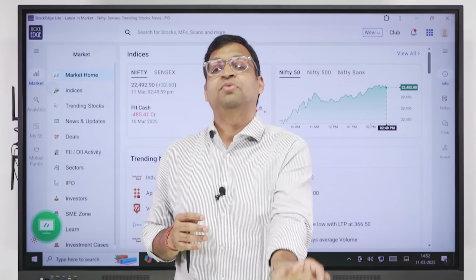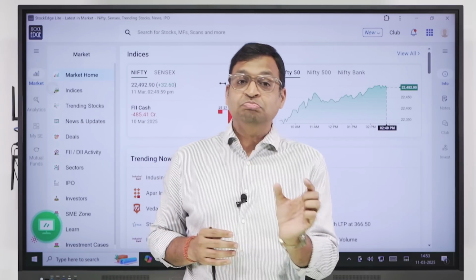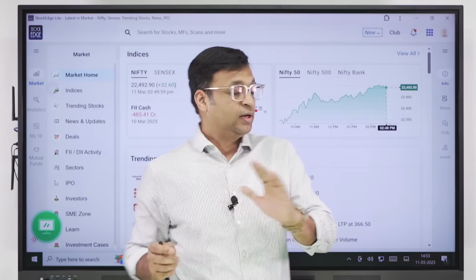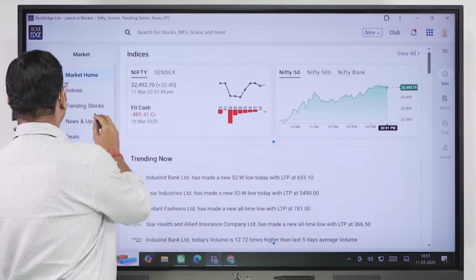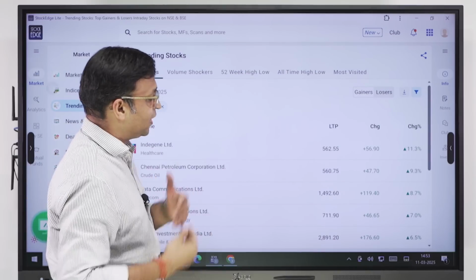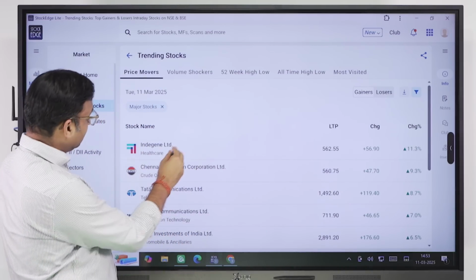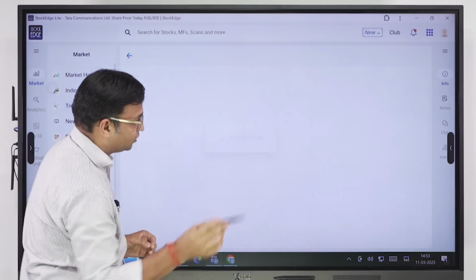If you have a short-term trade, you will plan accordingly. If you have a medium-term trade, you will plan accordingly. So let's take an example. Let's say today the market is open, okay? And let's find out a few trending stocks where a lot of activity is happening. Say for example, a stock like Tata Communication, okay?